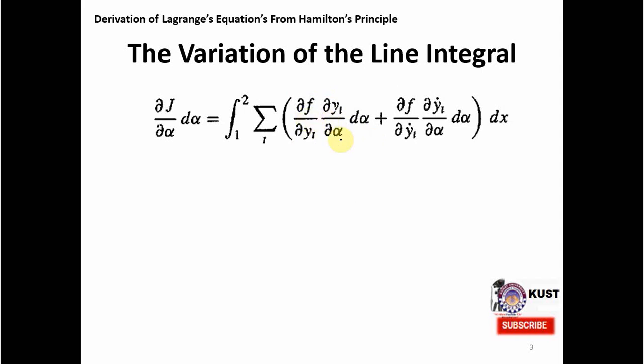And similarly, since f also depends upon the derivative of y, that is y dot, we have also used the chain rule over here, and this index I represents all the other variables for which we have made the generalization. So you can see the summation going on over the index I. The integral is going over the parameter dx, but the summation is going over the index I, so that all the variables are included here.